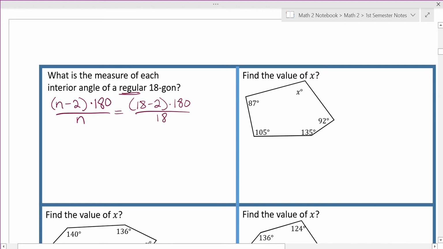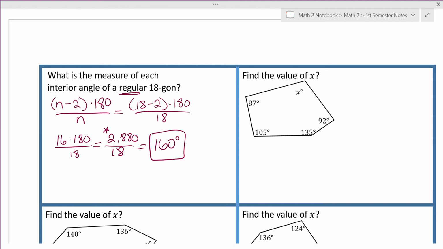Okay, that is 16 times 180. 16 times 180 is 2,880. So we have 16 times 180 over 18. 16 times 180 is 2,880, and we're going to divide that by 18, and we get that the measure of one interior angle of an 18-sided figure is 160 degrees. The sum of them would be this 2,880. The measure of one of them would be 160.